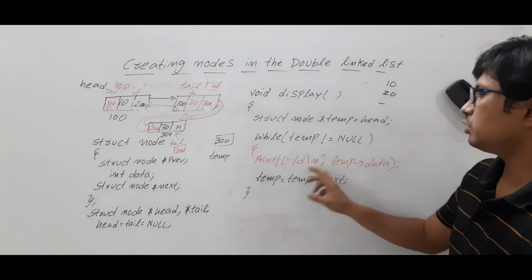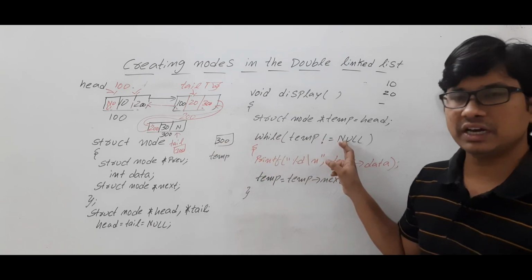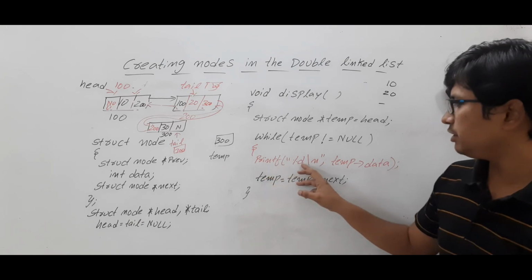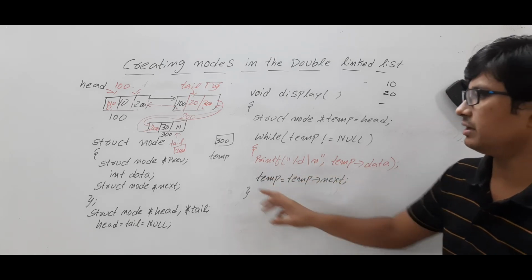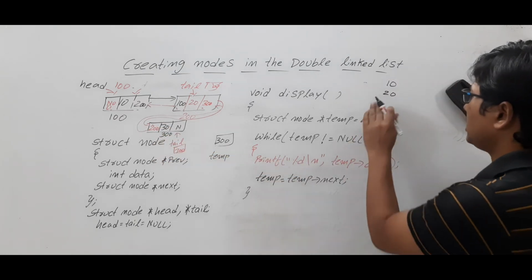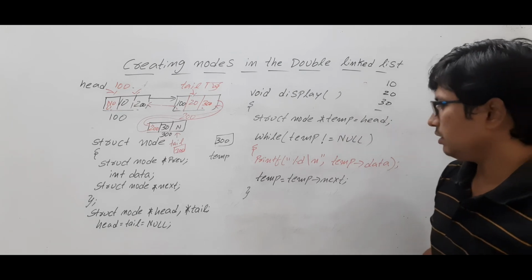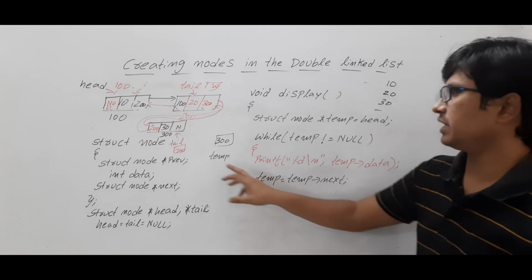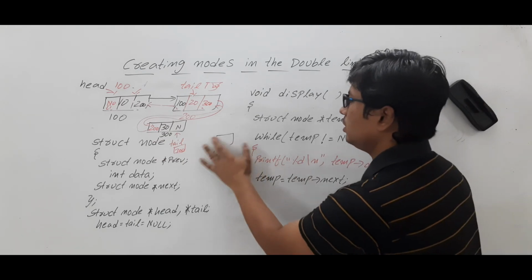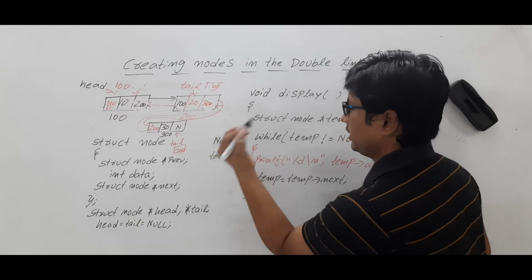Now temp not equal to null. Yes, 300 is not equal to null. The condition is true, so we will execute these two statements. What is the first statement? Printf %d temp of data. Temp is 300, 300 of data is 30. So the value 30 will be displayed and the cursor will point to the next line. Now temp is equal to temp of next. 300's next is null, so now we have the value null in the temp pointer.